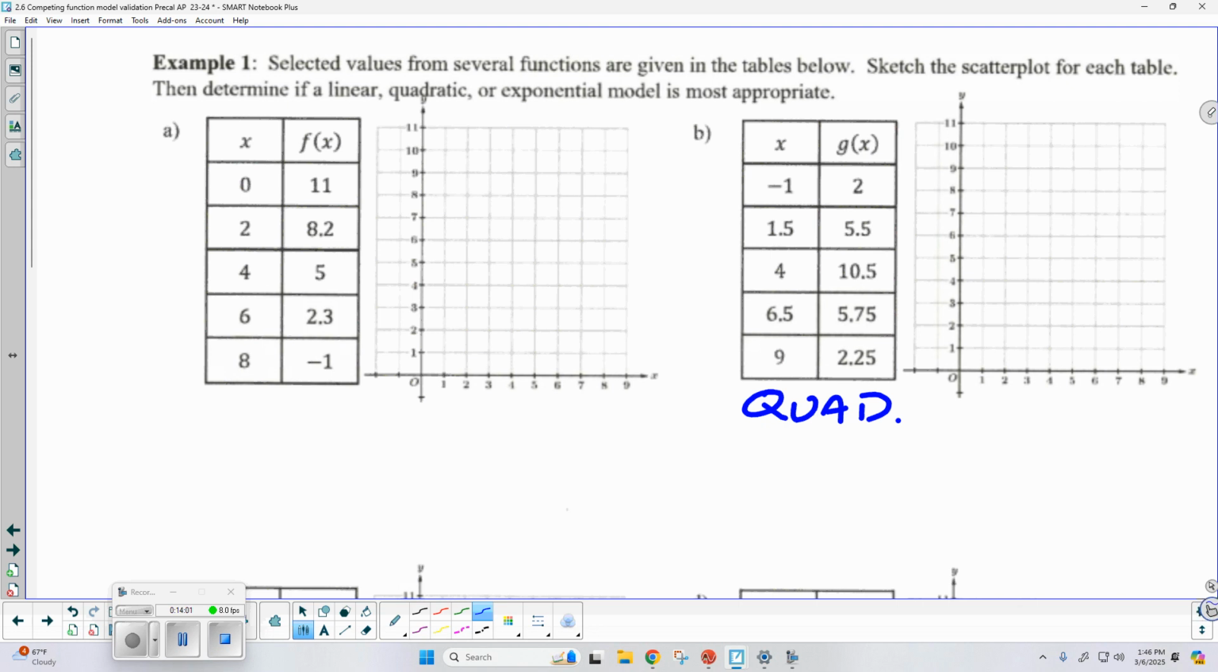Let's go ahead and plot this and see how it turns out. So (-1, 2), (1.5, 5.5), (4, 10.5), (6.5, 5.75), and then we have (9, 2.25). Here we go. So I would definitely say that a quadratic is going to be better than linear or exponential. Maybe this could be something else, maybe a flipped absolute value, but for the three, I would say quadratic is the best. Good, fantastic.